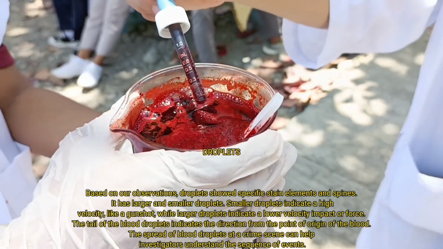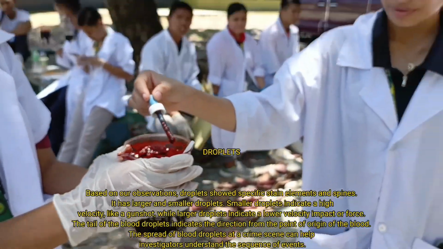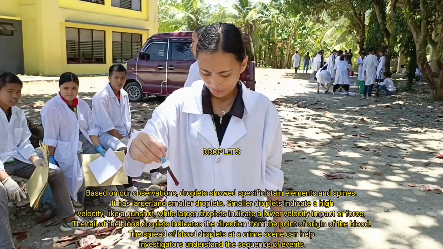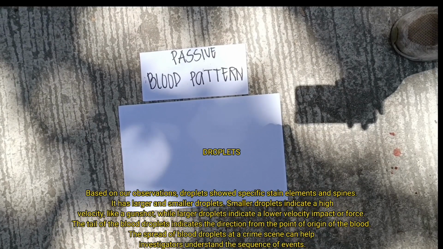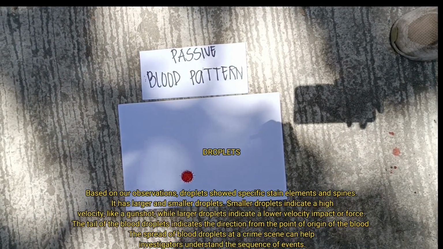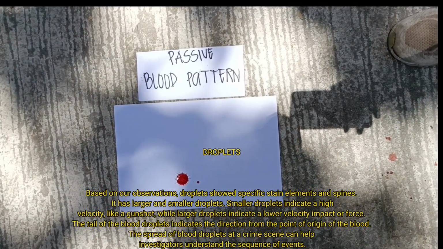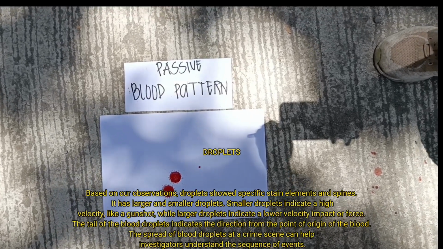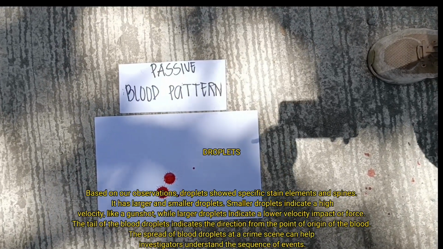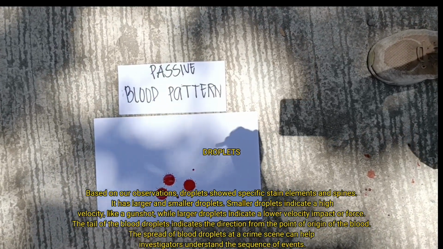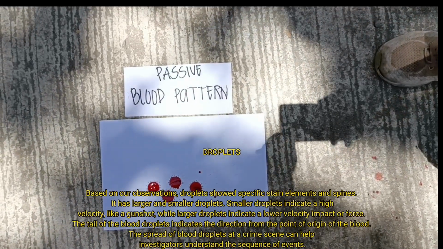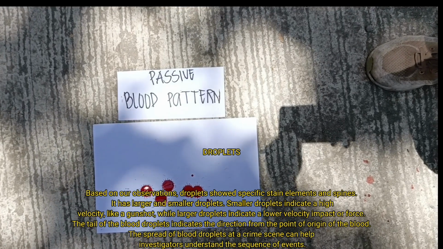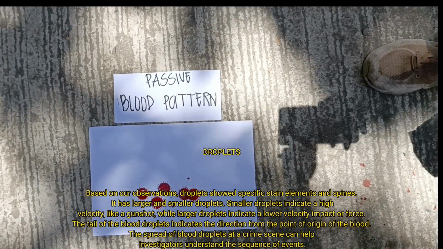Droplets based on our observations showed specific stain elements and spines. It has larger and smaller droplets. Smaller droplets indicate a high velocity, like a gunshot, while larger droplets indicate a lower velocity impact or force. The tail of the blood droplets indicates the direction from the point of origin of the blood. The spread of blood droplets at a crime scene can help investigators understand the sequence of events.